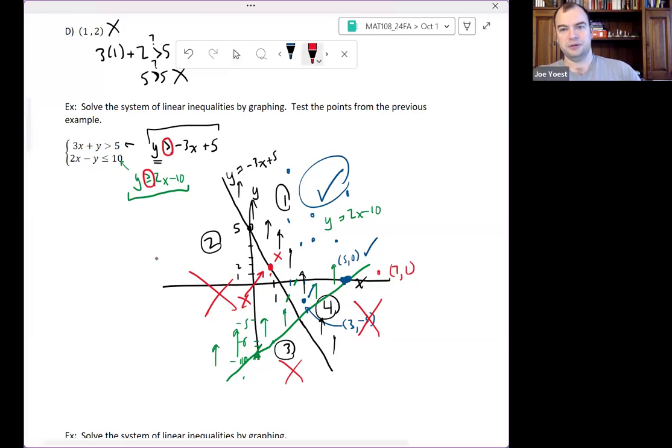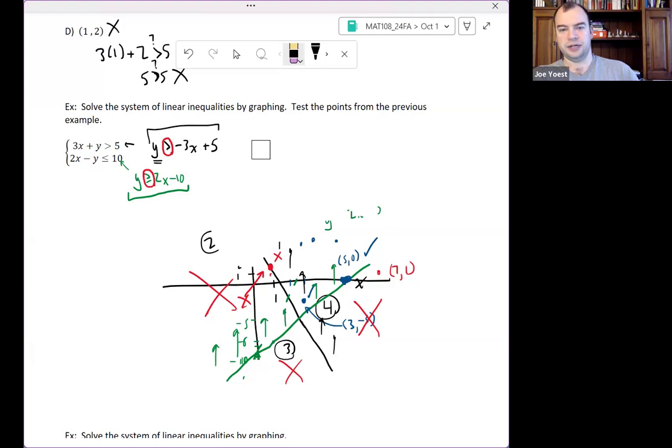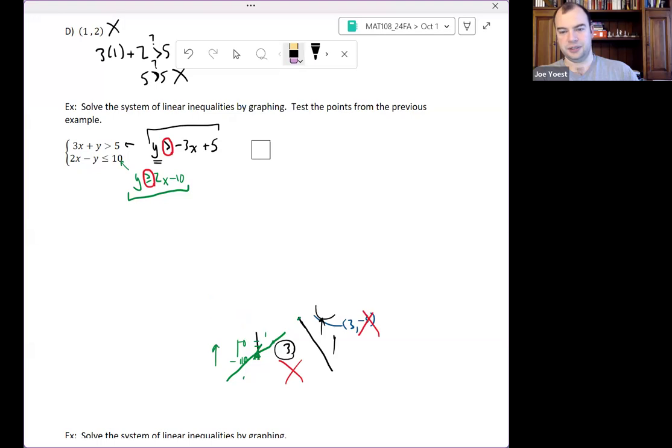Okay, so we've made a pretty good mess out of this picture. Let's erase it, and now that we've got the idea, let's rewrite the solution a little nicer.